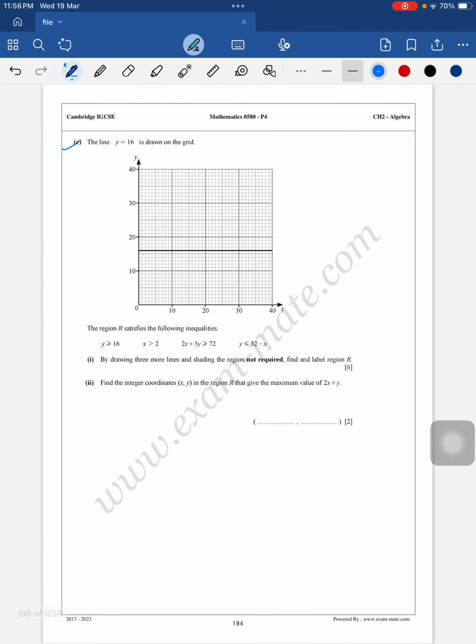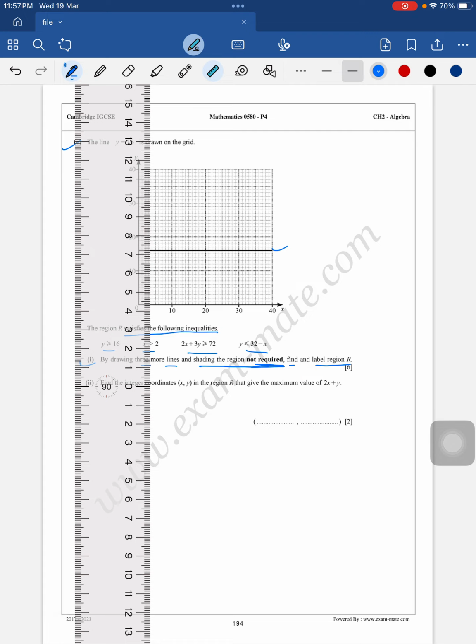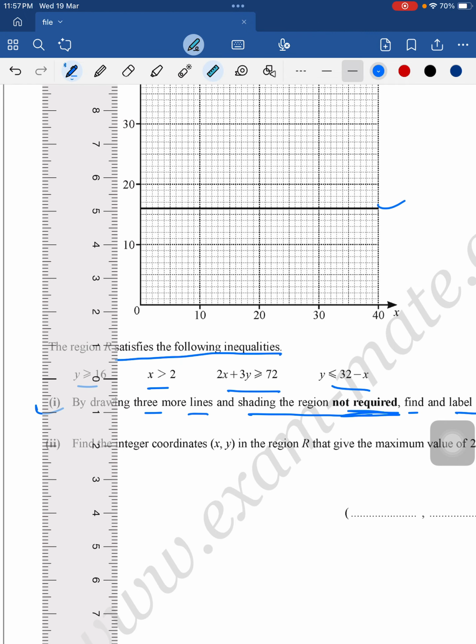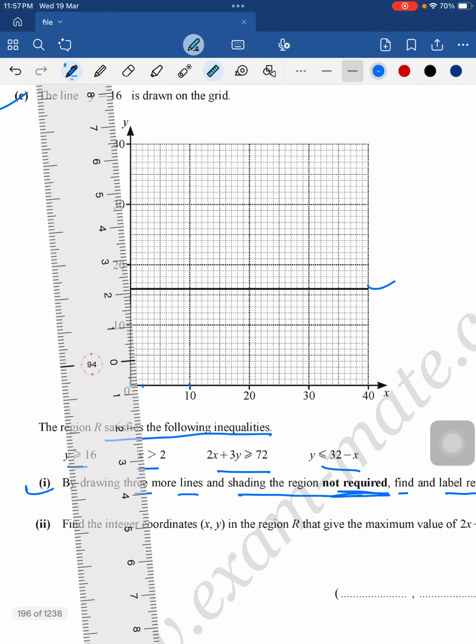Part C, the line y is equal to 16 is drawn on the grid. The region R satisfies the following inequalities. We have 4 inequalities given over here. By drawing 3 more lines and shading the region not required, find and label region R. Okay, so one is given to us. x is greater than 2. Second, we have to draw x is greater than or equal to 2. This is 0 and this is 10, so definitely there are 10 squares. It means this is 2.